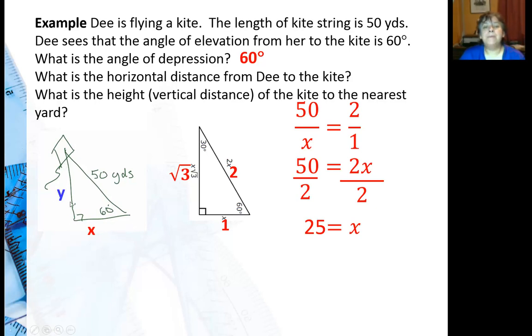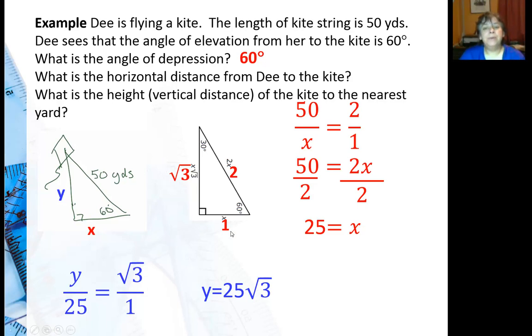Now I'm going to find the vertical distance. And so I'll do a proportion again. I'm going to actually use the one side, this x side. So instead of putting x, I put 25. So y over 25 equals square root of 3 over 1. Cross multiply and I get y equals 25 square root of 3.